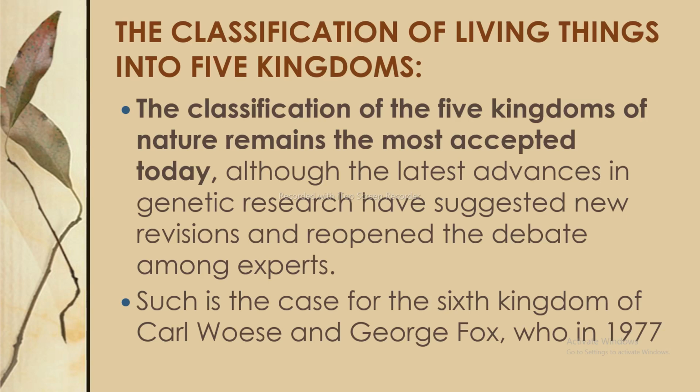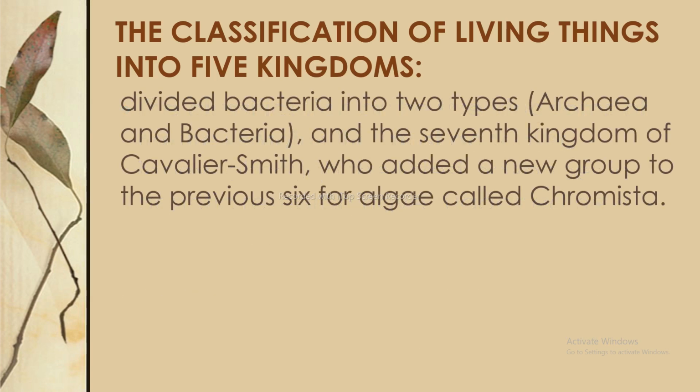Next I am going to discuss the classification of living things into 5 kingdoms. The classification of 5 kingdoms of nature remains the most accepted today, although the latest advances in genetic research have suggested new variants and reopened the debate among experts. Such is the case for the 6th kingdom of Carl Woese and George Fox, who in 1977 divided bacteria into 2 types, which are archaea and bacteria, and the 7th kingdom of Cavalier-Smith, who added a new group to the previous 6 for algae, which is called Chromista.